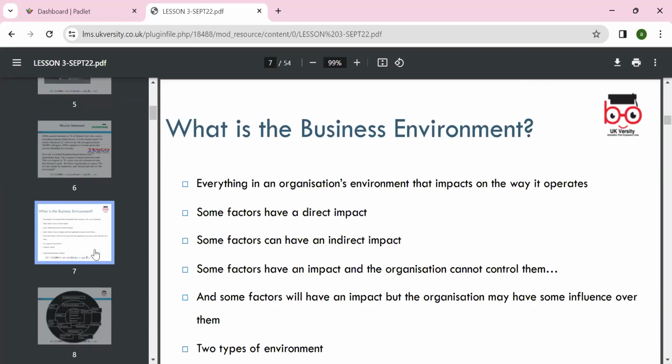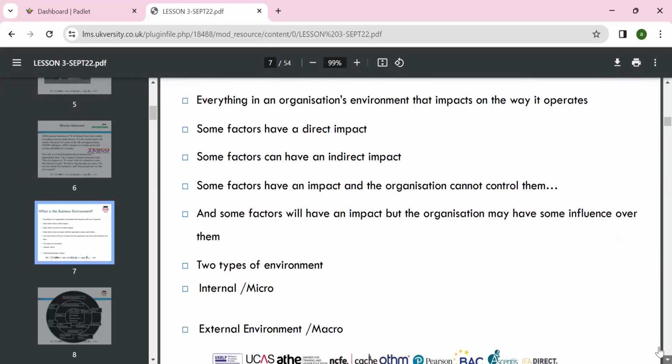So everything in the organization's environment has an impact, and some factors have a direct impact, some have an indirect impact. Like the national minimum wage went up to £11.44 from the 1st of April. So this will be a huge impact. All our things need to be adjusted accordingly. So that's one of the examples.